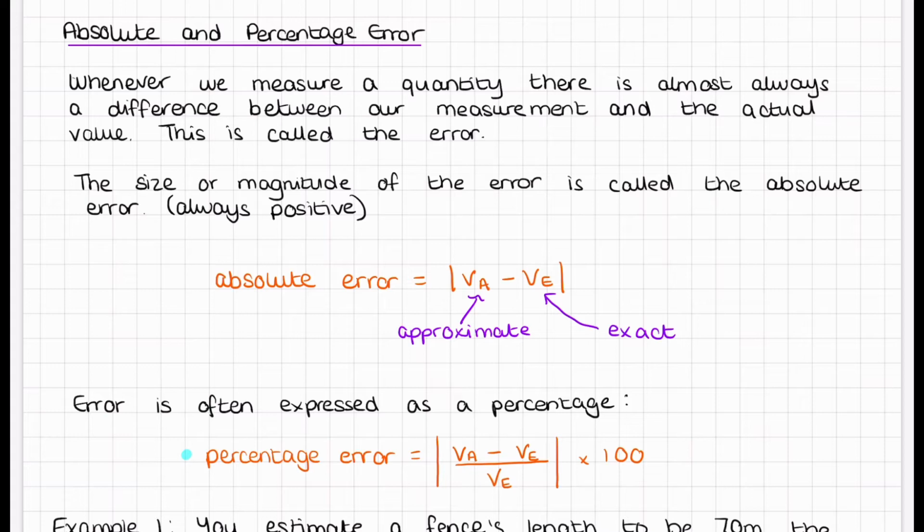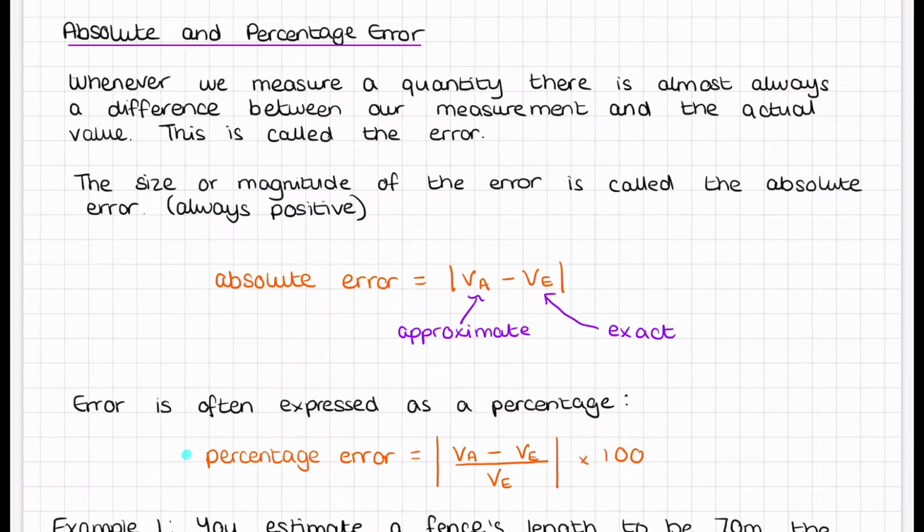So on with some more on approximations and error, and this video is on absolute and percentage error, which comes up a fair bit in an IB exam. Whenever we measure a quantity, there is almost always a difference between our measurement and the actual value. This is called the error.